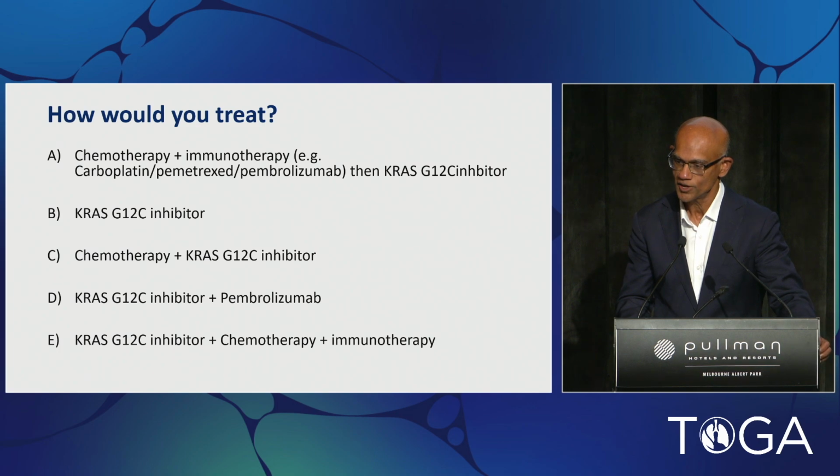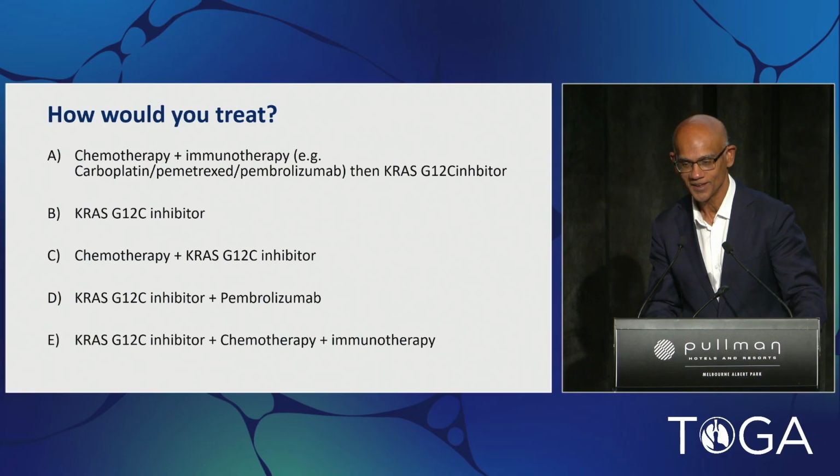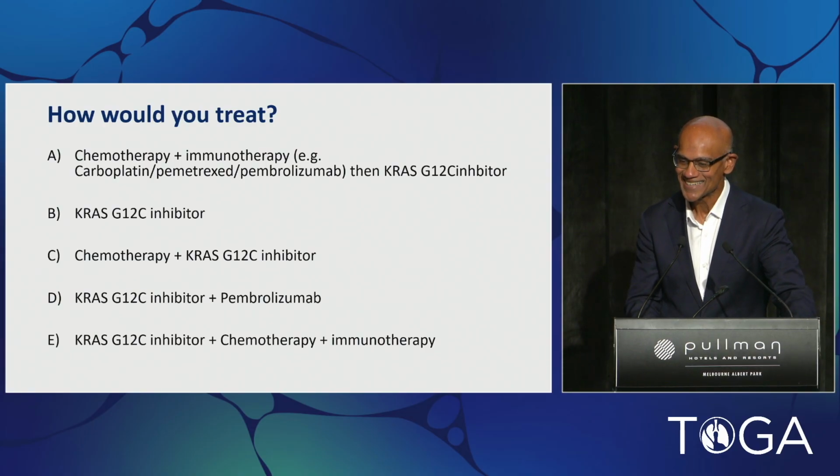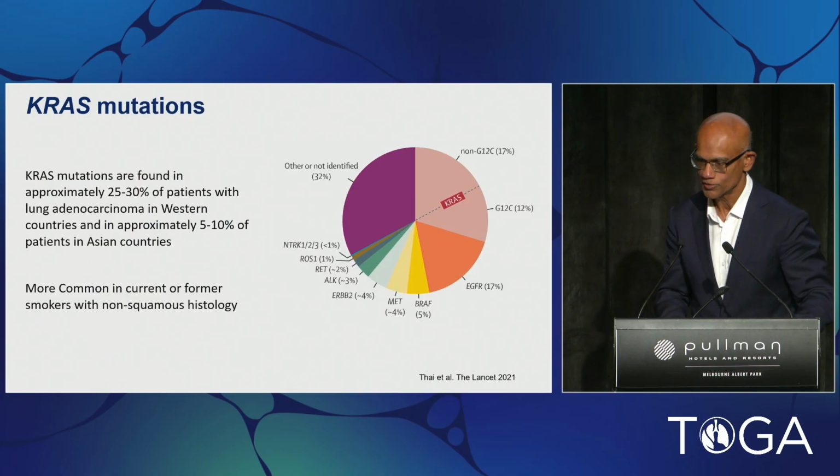Would you start with chemotherapy and immunotherapy and then a KRAS G12C inhibitor in the second line? Upfront KRAS G12C inhibitor, chemo plus G12C inhibitor, G12C inhibitor plus Pembro, or the kitchen sink? I'd contend at the moment we don't actually know, but I think there's data that's coming that's going to really inform our decision. So let's go through that a bit.